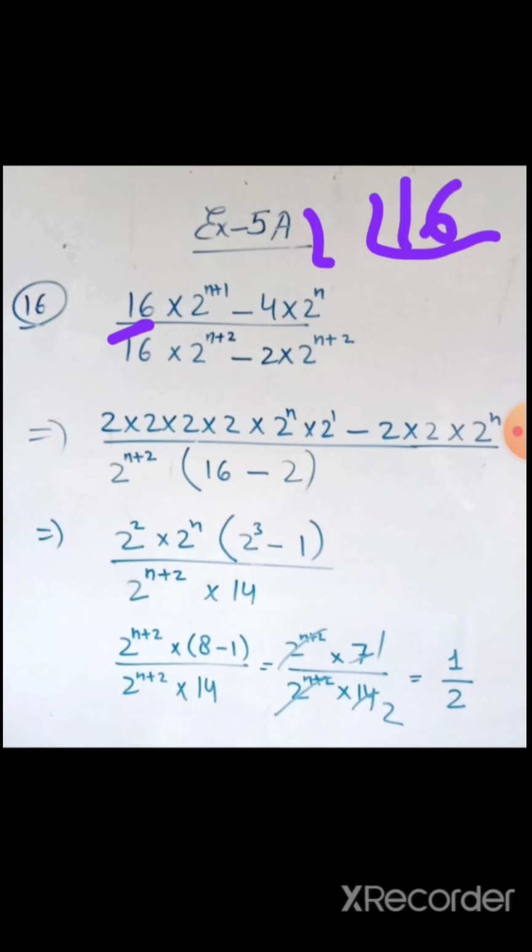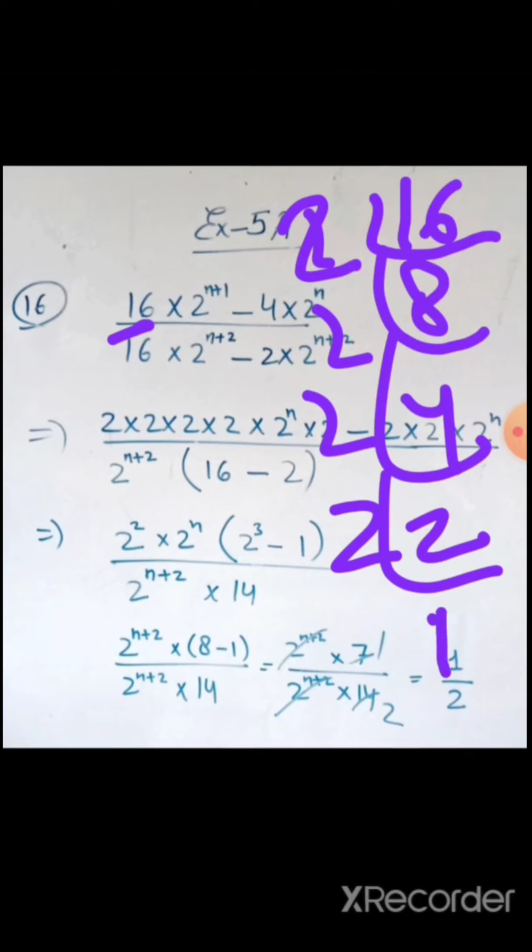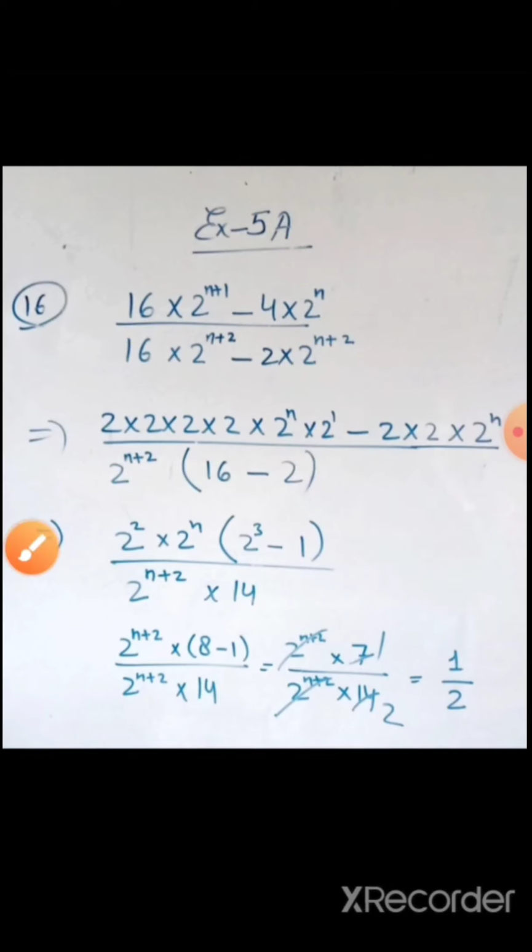So 2 8 times, it is 2, then 2 4 times, now 2 2 times, 2 1 times. So we can write 2 into 2 into 2 into 2. How many 2's are here? 4 2's. 4 times 2 means. Okay. So in place of 16 we are writing 4 times 2, 2 into 2 into 2 into 2 in this way.